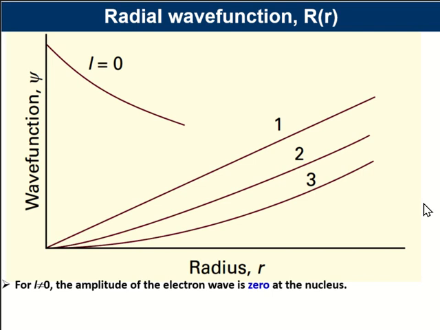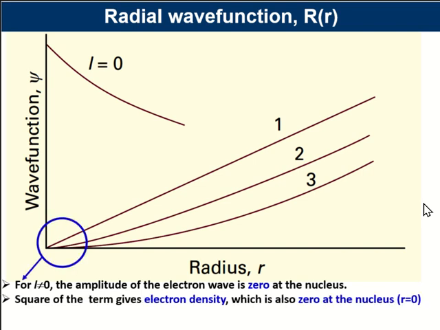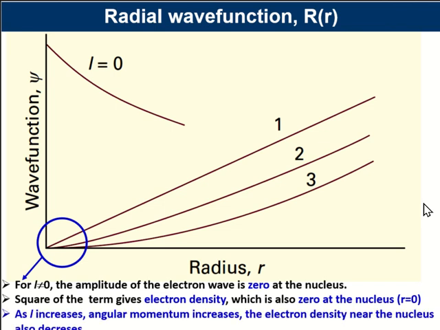Okay, so for non-zero values, when L is not equal to 0, so all these three, electron wave has zero amplitude at the nucleus. We saw that. Square of the term gives electron density, so electron density is 0 for all these functions, wave functions. As L increases, as angular momentum increases, electron density near the nucleus also decreases. Electron density near the nucleus.